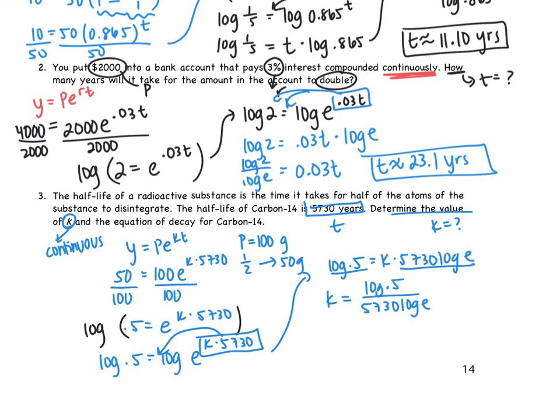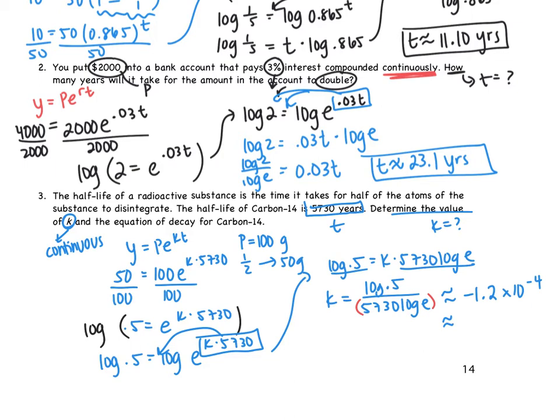Okay, now, this is a little tricky to put in the calculator. That denominator needs to be in parentheses, because we need to tell the calculator that we want to divide by everything. So right now, type this into your calculator, and you should get negative 1.2 times 10 to the negative fourth.